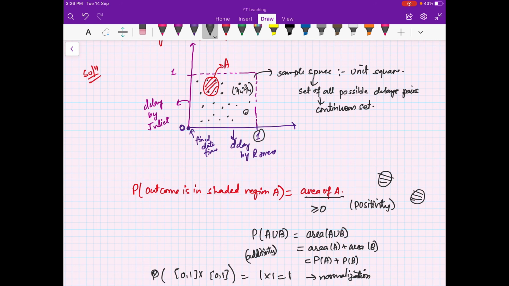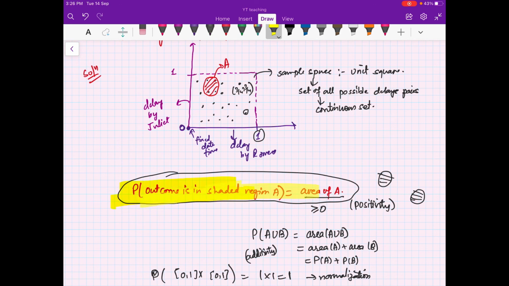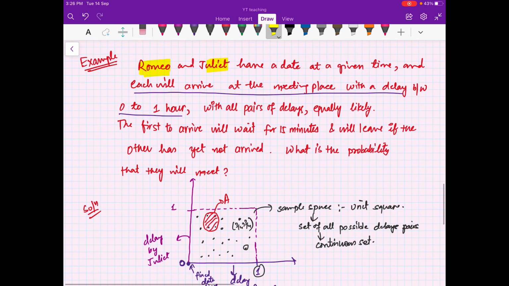But that is not a very big deal. You can always modify that thing, right? Okay, so this is how I am defining my probability. So you agree with me that this can be used as a probability law, because it is satisfying all the properties which are expected from a probability law. Now what was the question? Question is, what is the probability that they will meet?